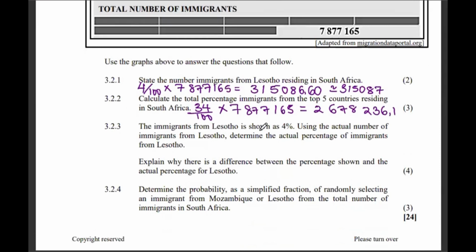The immigrants from Lesotho are shown as 4%. Using the actual number of immigrants from Lesotho, determine the actual percentage of immigrants from Lesotho. Explain why there is a difference between the percentage shown and the actual percentage. So now what we're going to do, we take the actual number of immigrants from Lesotho and find the actual percentage.